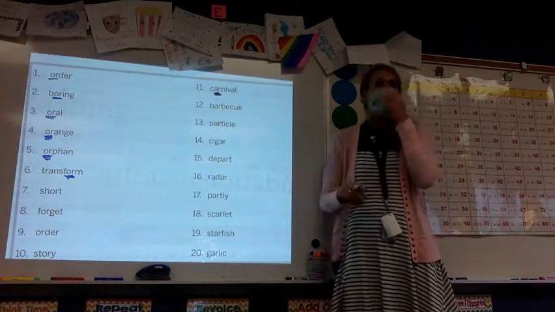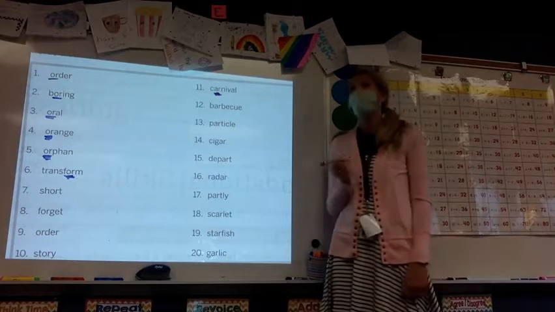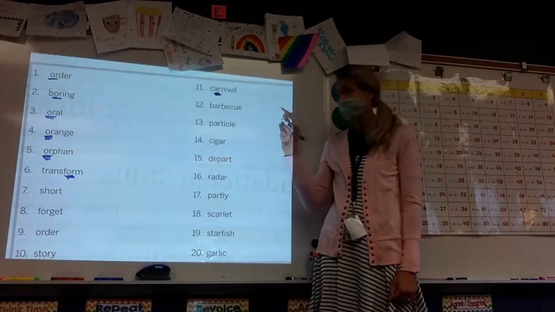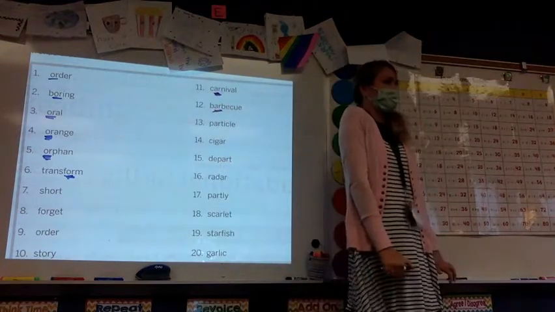Barbecue. And what do we hear, AR or OR? AR. We hear the R. Where at? At the beginning. Barbecue. Very good. We have particle. What's our word?